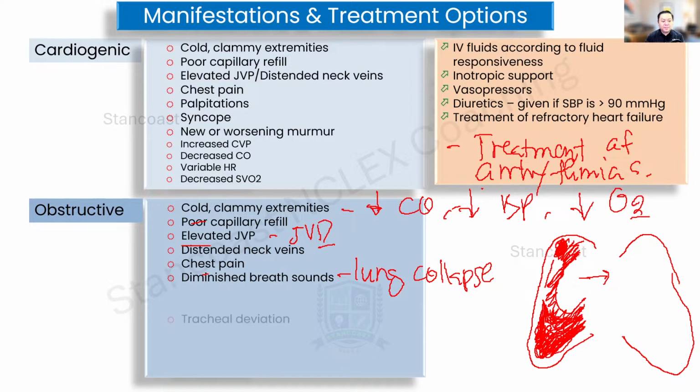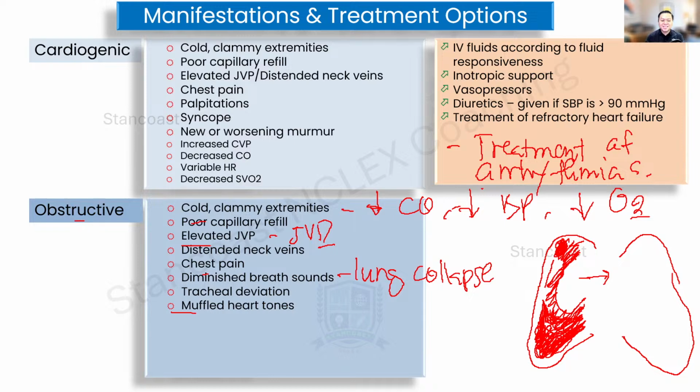Now let's talk about the tracheal deviation, which I just said here. This is the movement or the shifting of the trachea because of the pressure from a mediastinal mass, or it could be from a pneumothorax, or it could be the hemothorax. Now, let's talk about another manifestation, which is also considered as an obstructive type of shock, muffled heart sounds.